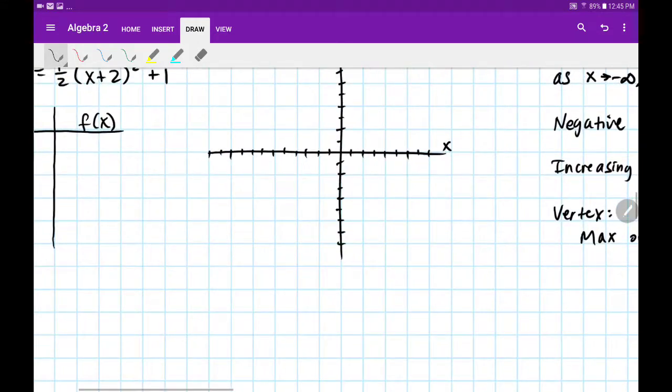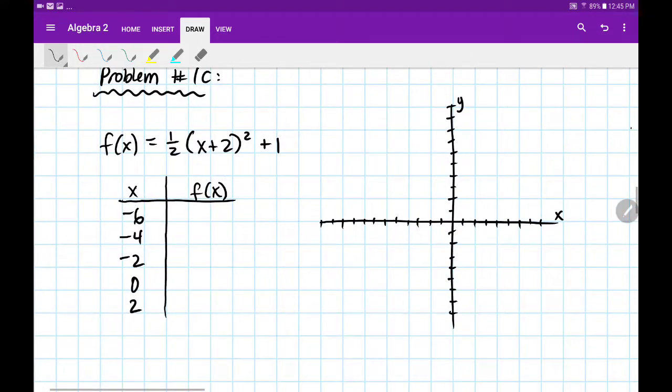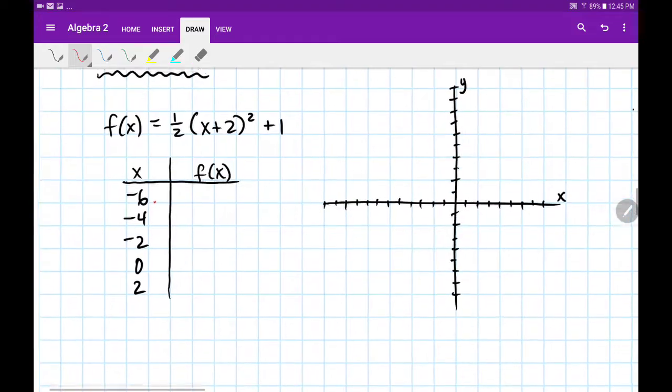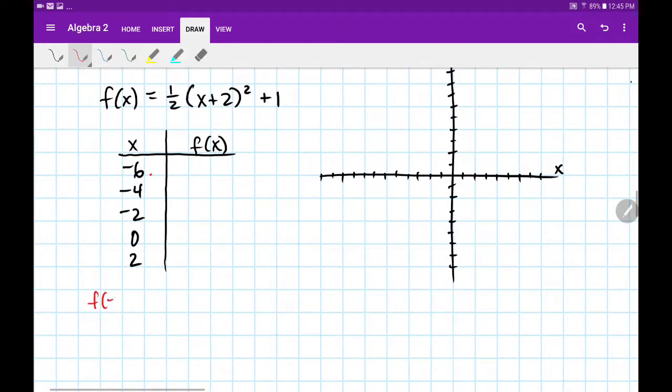All right, so again, we're starting with plotting our points. I need to find when x is negative 6, what's the y value of my graph? So again, we're going to plug in f of negative 6 and show all of our work. f(x) equals 1/2 times (x plus 2) squared plus 1. So I just replaced x right there with the negative 6.